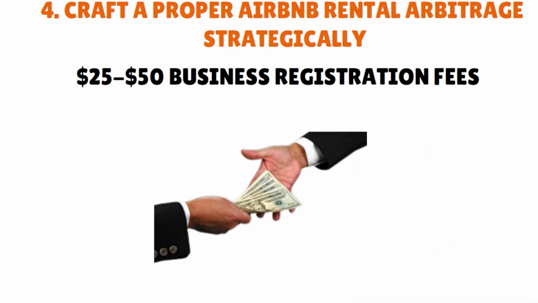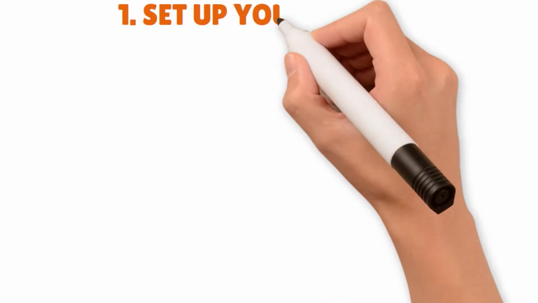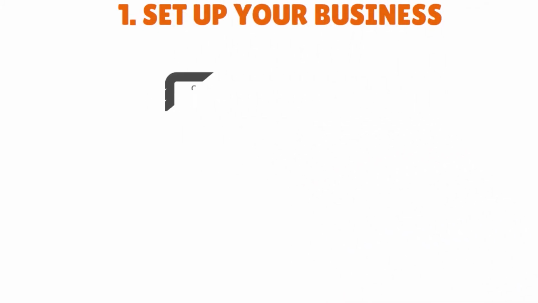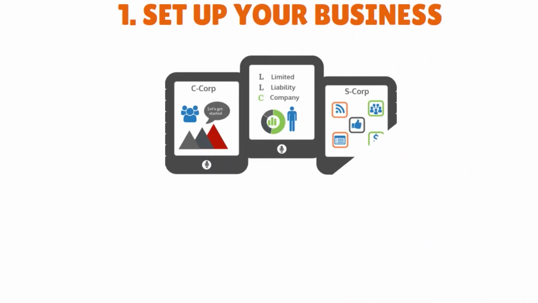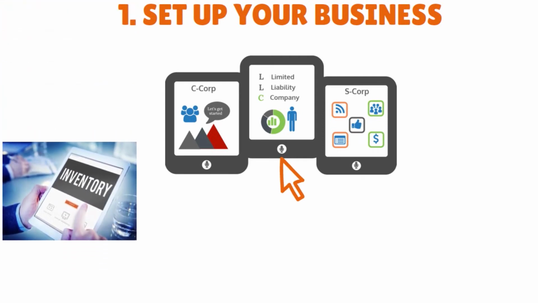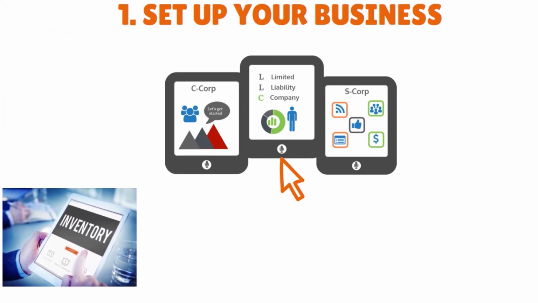The first thing you need to do in crafting a proper Airbnb rental arbitrage strategy is to set up your business. Whether it is an LLC, a C corporation or S corporation, I would advise you to choose an LLC. It works best. It's very easy to set up and simple to manage, and it even offers favorable tax options. You also want to take inventory of your assets, resources, and network. So what can you leverage for immediate success?